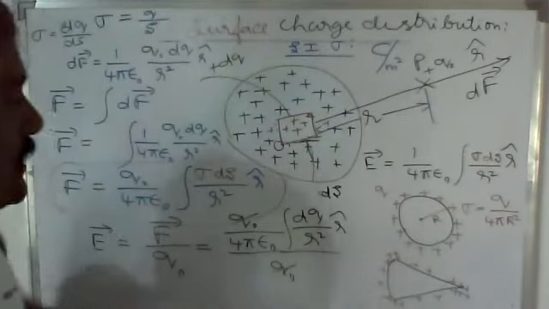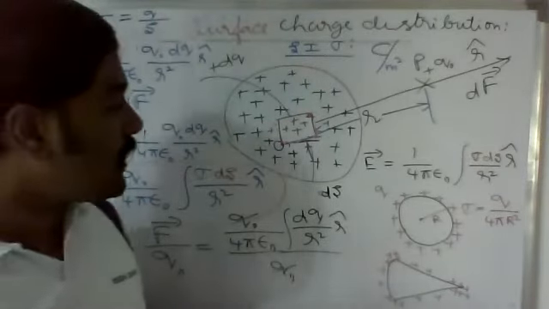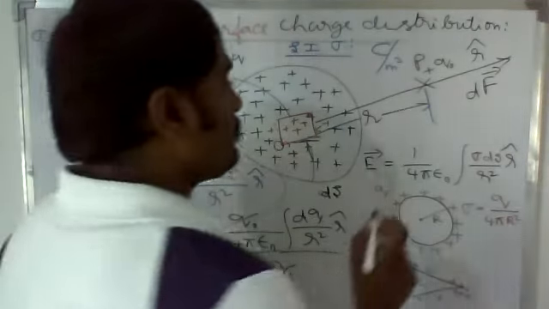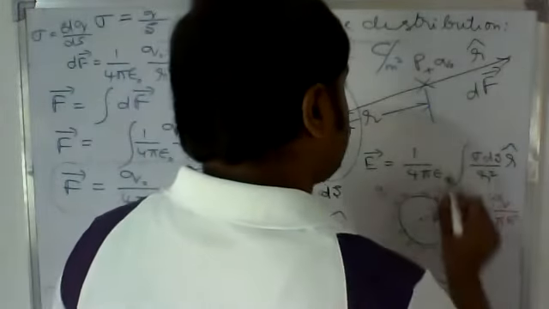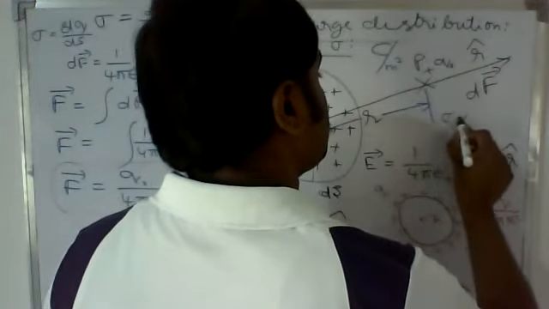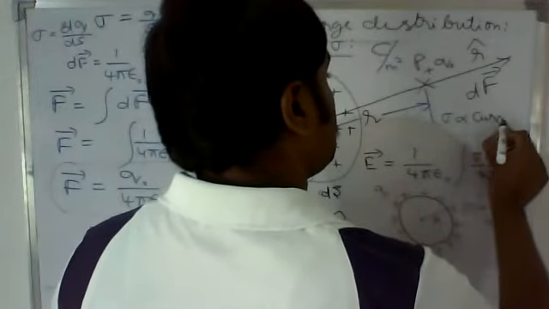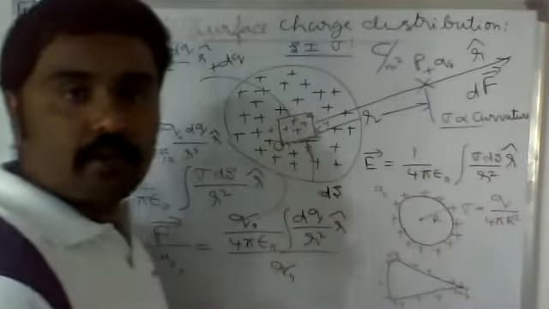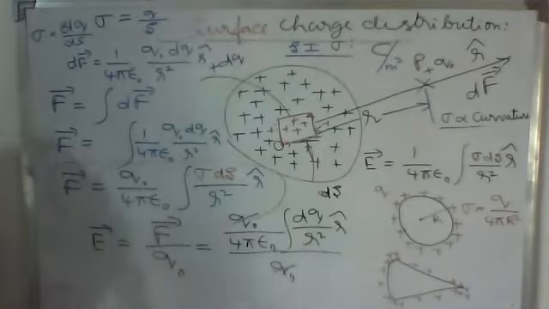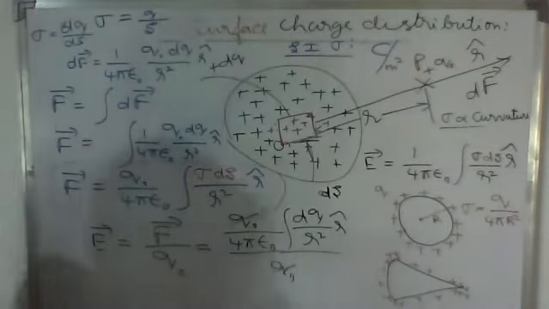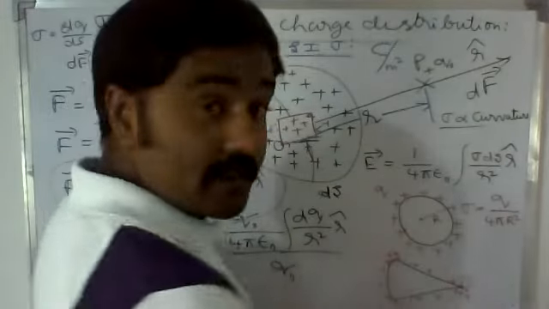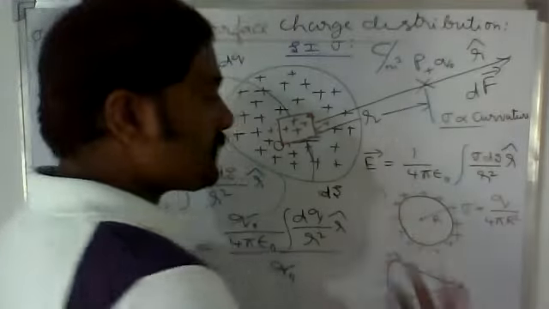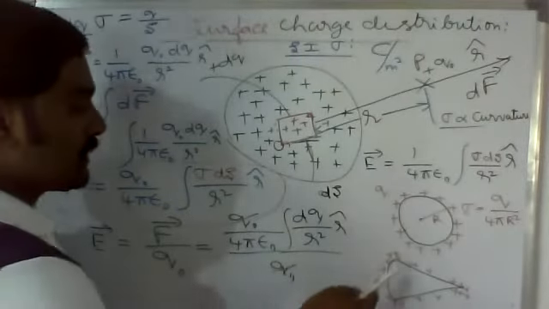How does the surface charge density depend on the curvature? Surface charge density is directly proportional to curvature. So if the curvature is maximum, the surface charge density is also maximum. Look at this diagram.